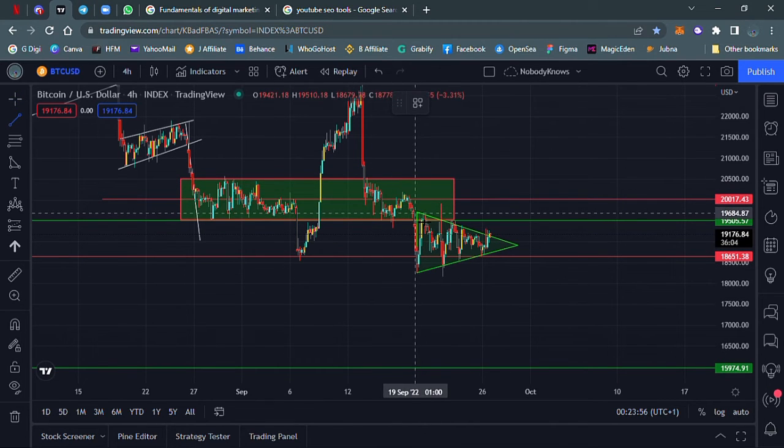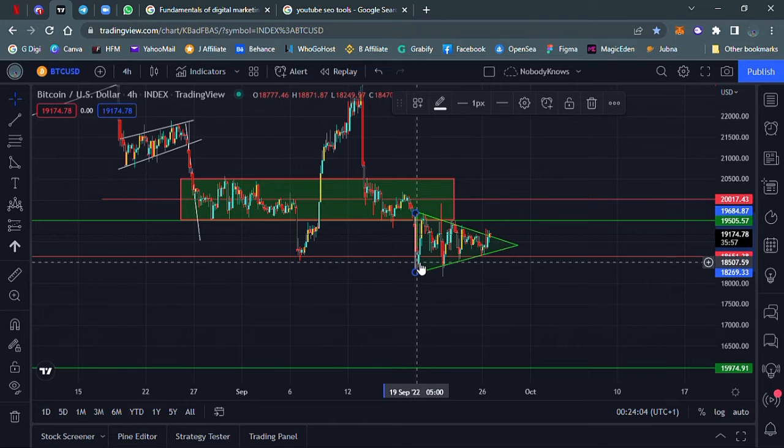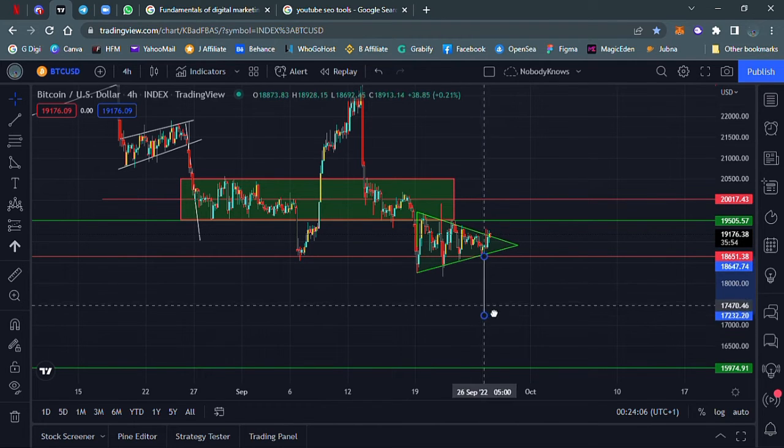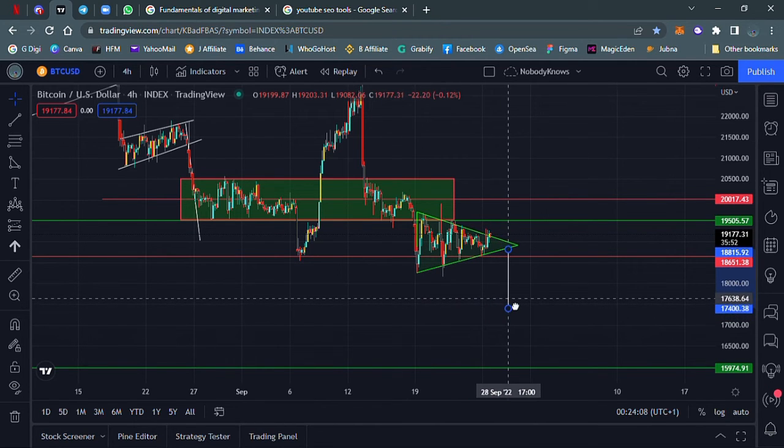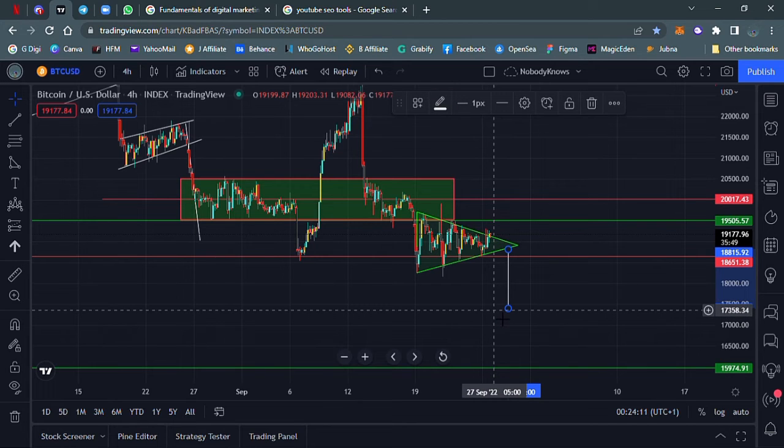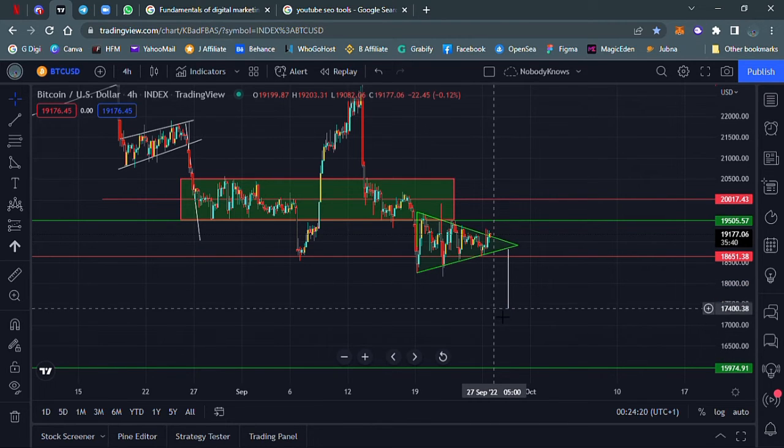We're doing a little bit of analysis here. The measured move price target should be, measure it this way. I expect it to break down at this point. I mean, this is the end of it. So the measured move price target is around 17,300 USD, right? That's the expected price. So 17,400.